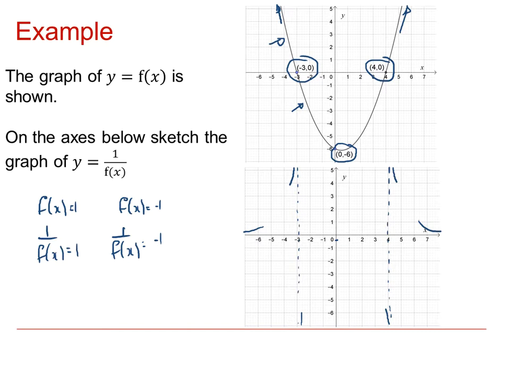So on the first graph we can see that x is around just under negative 3 where f of x is equal to 1. So that must give us a value here, and at the other side of the graph, just above 4, we have a value of 1.